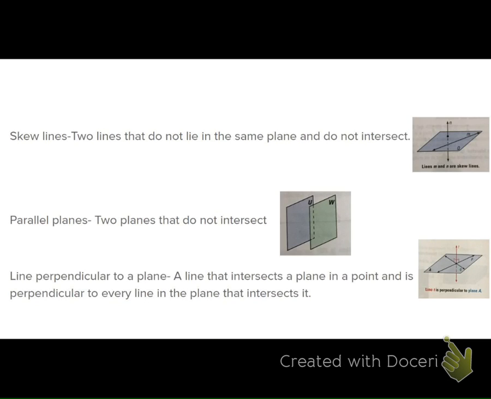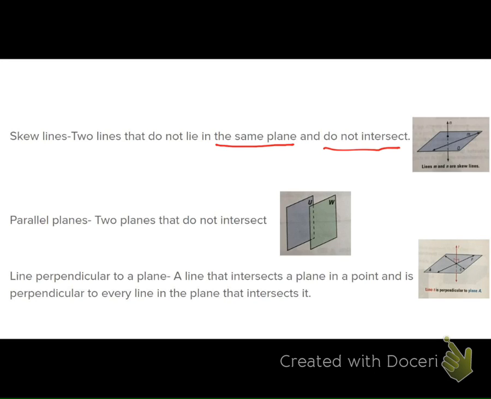Our first one here is skew lines. These are 2 lines that do not lie in the same plane and do not intersect. So the part of this that is different than your parallel is the fact that they do not lie in the same plane, but they, just like parallel, they do not intersect.